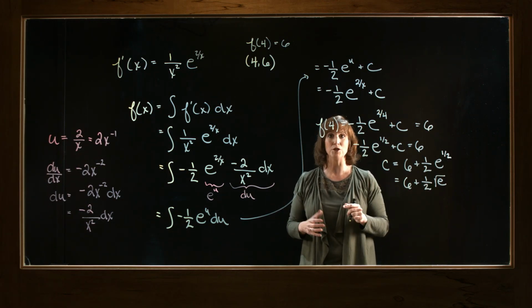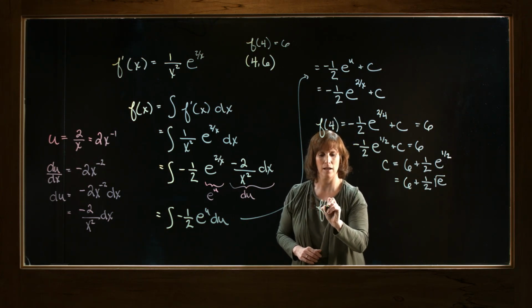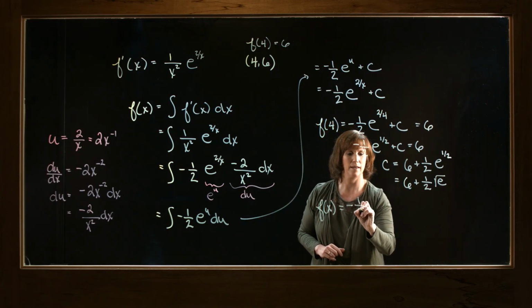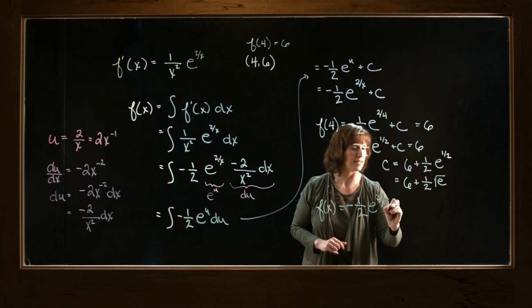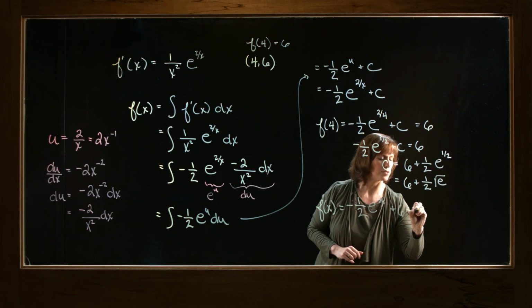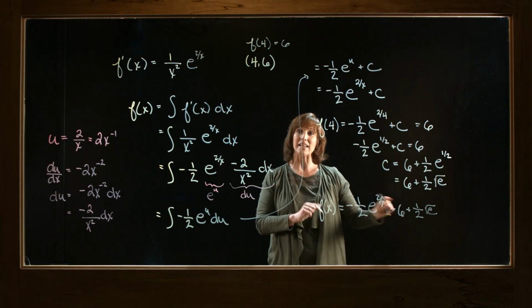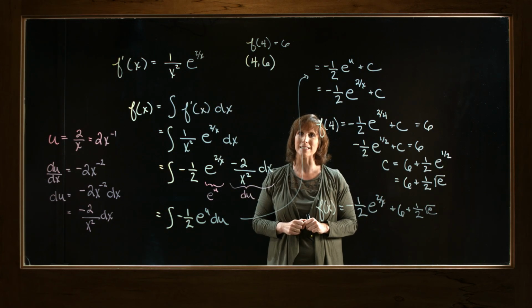So let's go ahead and put the two pieces of information together. My function is negative 1/2 e to the 2 over x, plus the constant, which is 6 plus 1/2 times the square root of e. That's my function with the given derivative that passes through the point (4, 6).